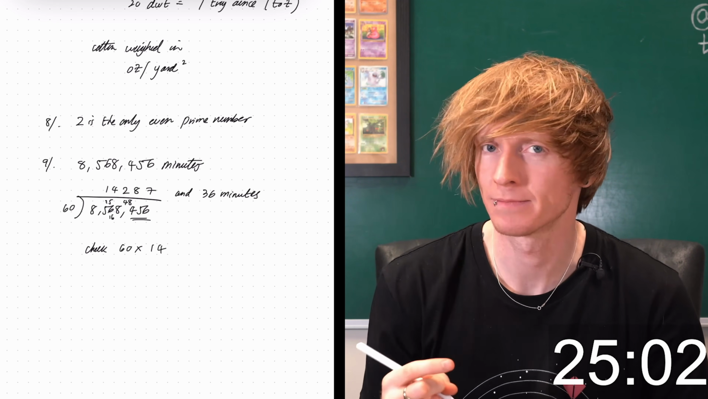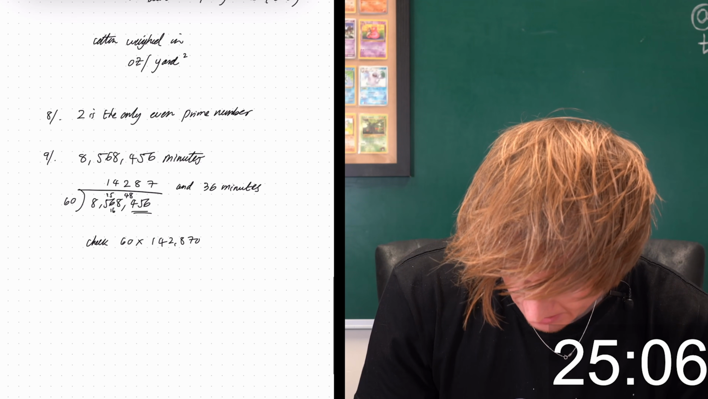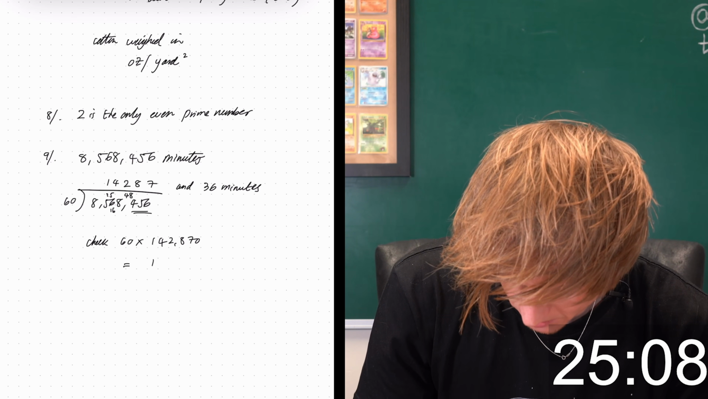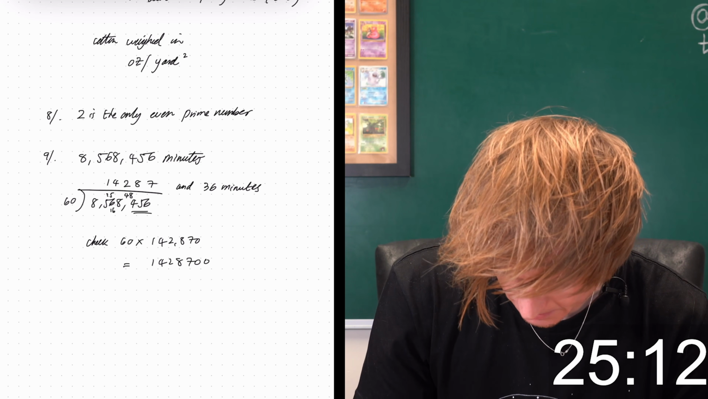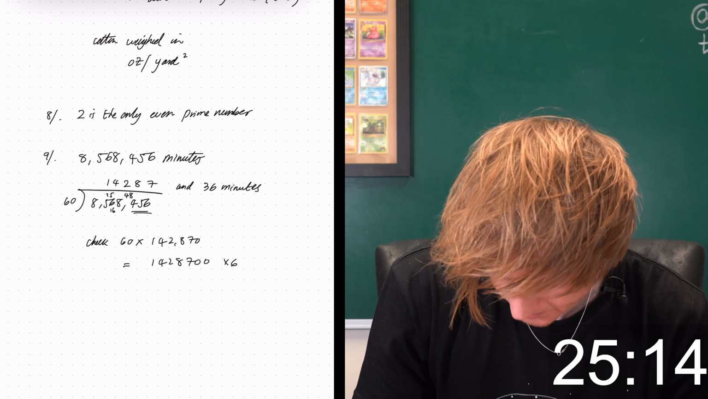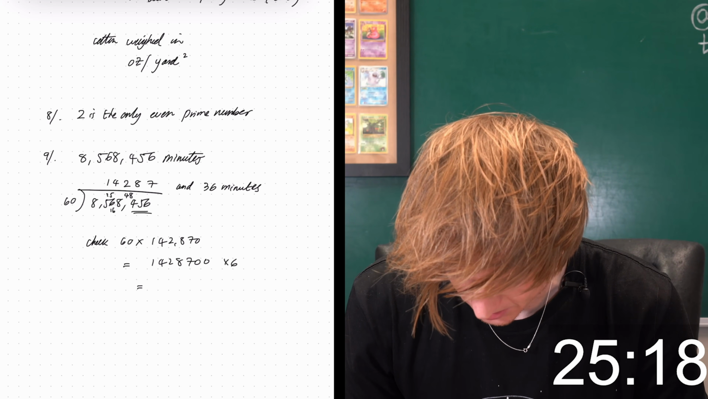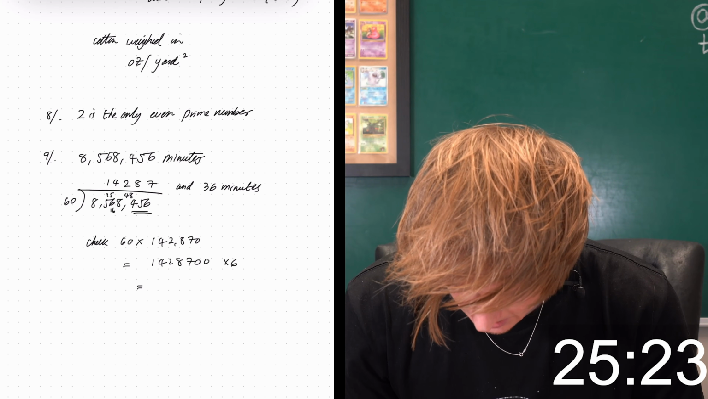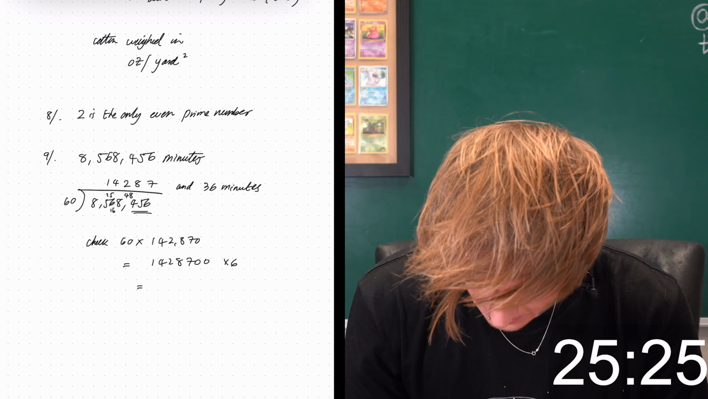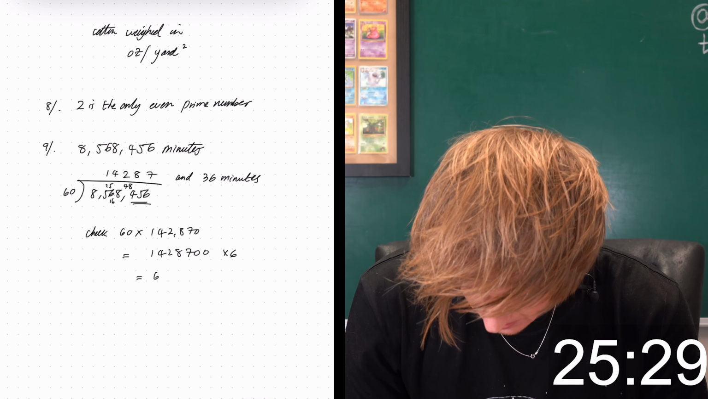Okay. Missed a 0, but let's just do 60 times 142,870. Right. So that's 142,870, 0, and then times 6. So that's, oh gosh, again with the multiplications, man. 6 million from the first number, and then we've got 428,000.